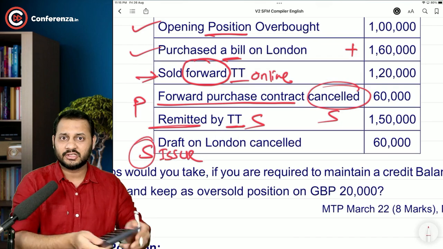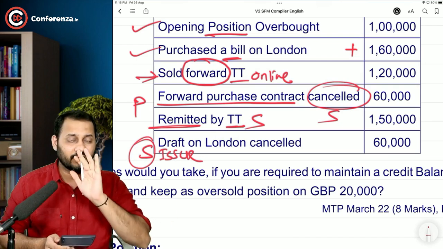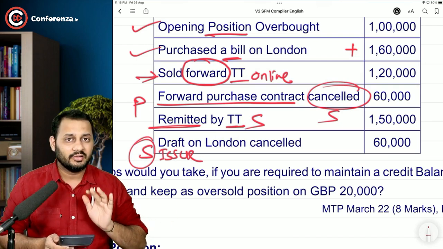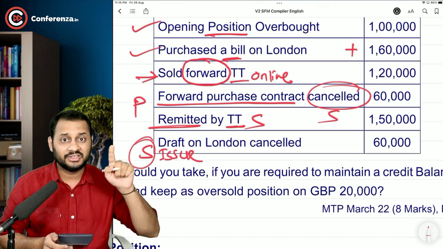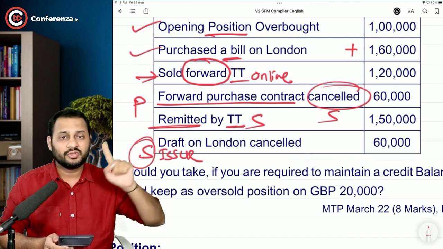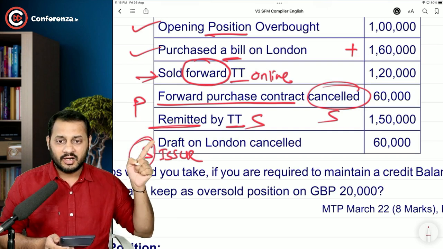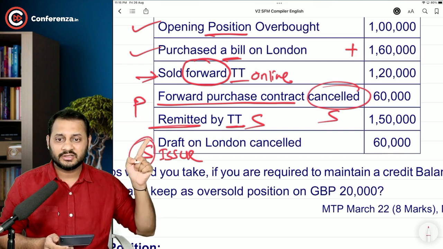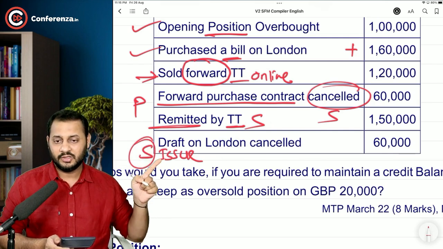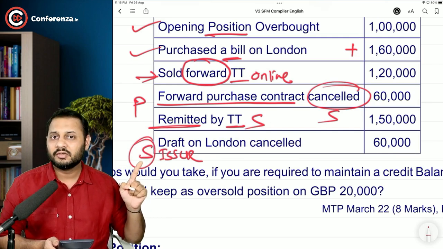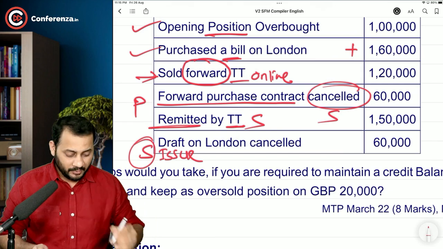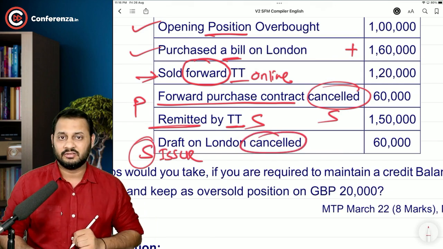When you issue the check, that means you are making a payment, but the real payment will happen only when the check is presented in the bank. So the cash flow will not get affected with this. Draft issue means selling GBP. You might have entered that in the sales column in the past, but now this is cancelled.